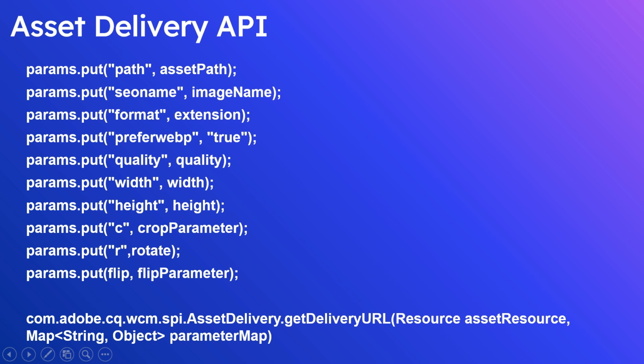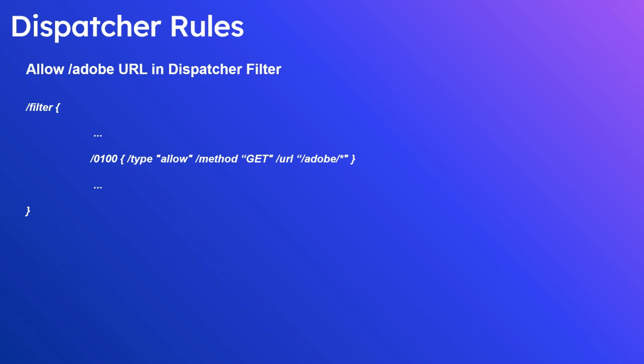So then if you see here, the asset delivery API has a method, getDeliveryURL. You should pass the asset resource, then the parameter map. This will return the web optimized image URL. Dispatcher rules: the URLs for the web optimized images start with /adobe. Ensure the dispatcher filter allows these requests.